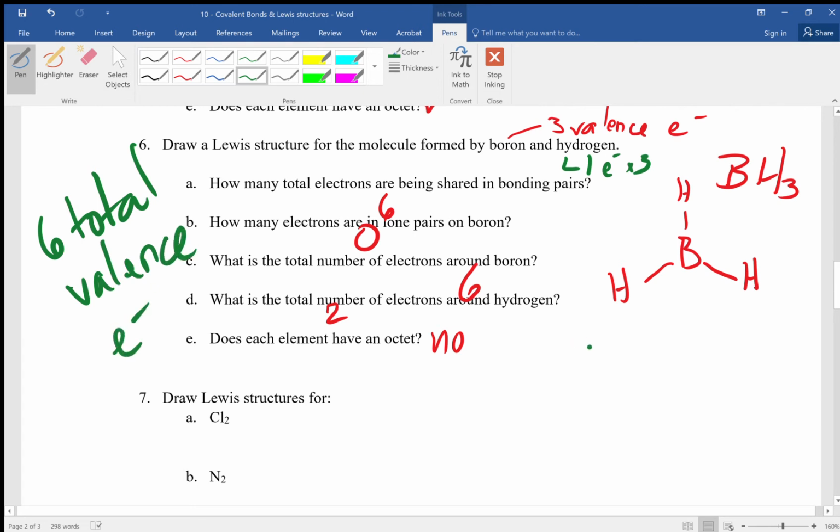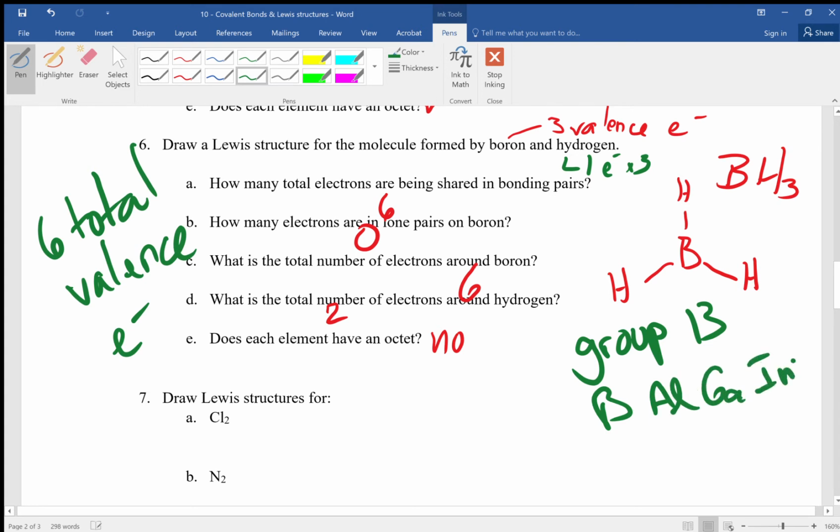Remember that group 13, the column containing boron, aluminum, gallium, indium, and thallium, are exceptions to the octet rule. And in general, those atoms often only have 6 total electrons. Turns out, and if any of you are going to take organic chemistry in the future, you may learn something about this. The fact that boron only has 6 electrons ends up leading to some very, very interesting reactivity.